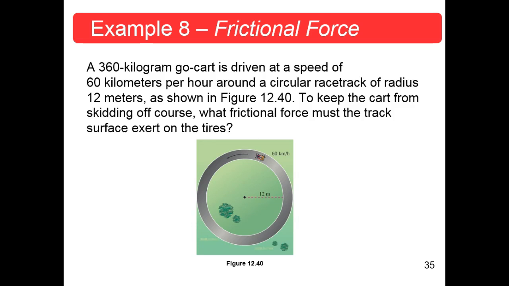So here's example 8. Okay, a 360 kilogram go-kart. Okay, not a car, but a go-kart, is driven at a speed of 60 kilometers per hour around a circular racetrack of radius 12 meters, as shown in this figure. To keep the cart from skidding off course, what frictional force must the track surface exert on the tires? Okay.